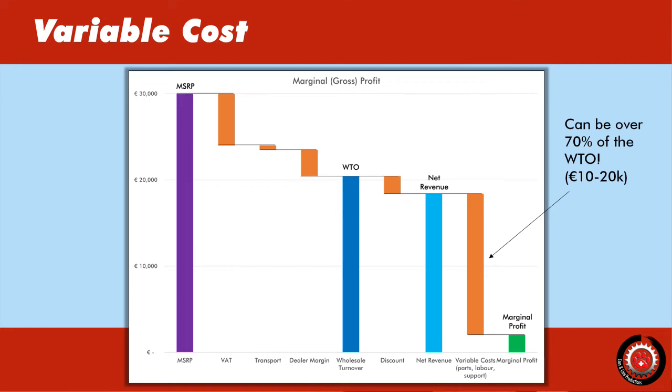So you subtract away that variable cost from the net revenue, and then what you get is the marginal profit. That's really the profit each car is making, and you want to make sure that's always positive. Ideally you never want to be selling a car or product or service where marginally you're not making money. In our example, it's about 10% of the wholesale turnover. We reflect that as a percentage of wholesale turnover or as a physical amount, so in this case about 2,000 euros. A great way of improving your profit is to reduce your variable cost, as it has a direct impact on how much profit you're making.